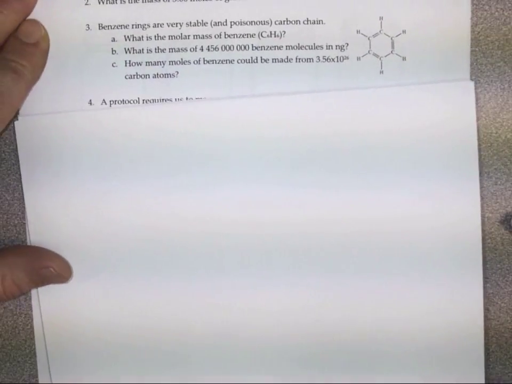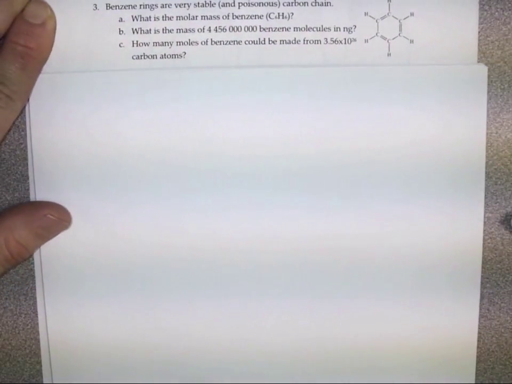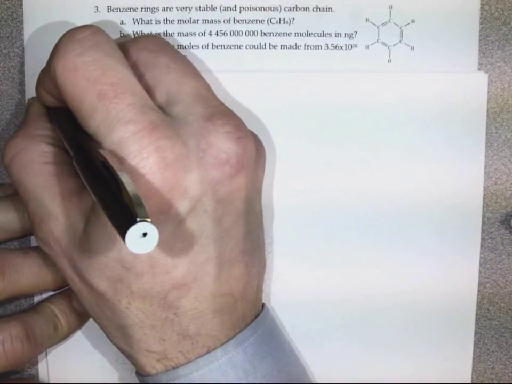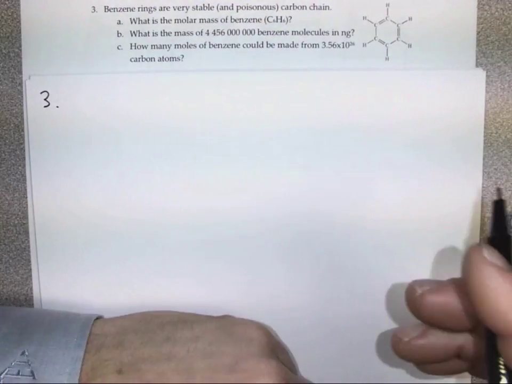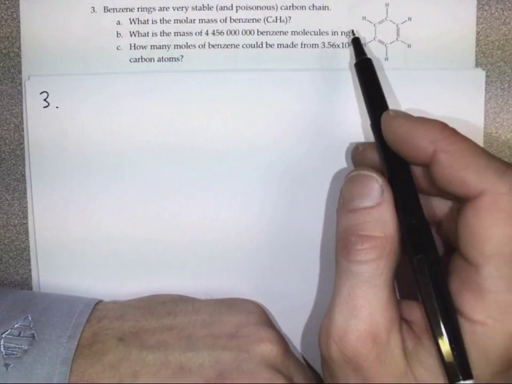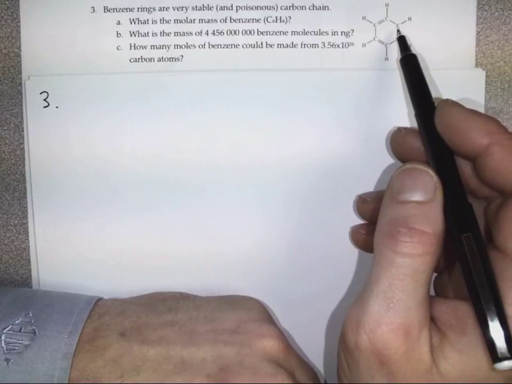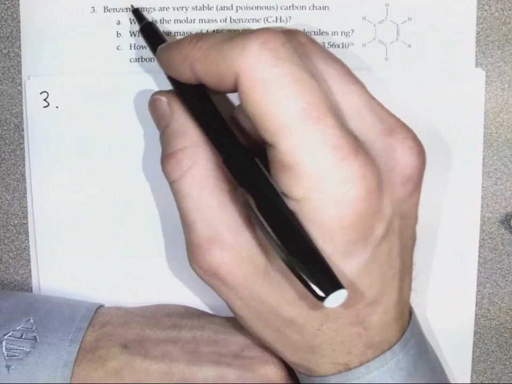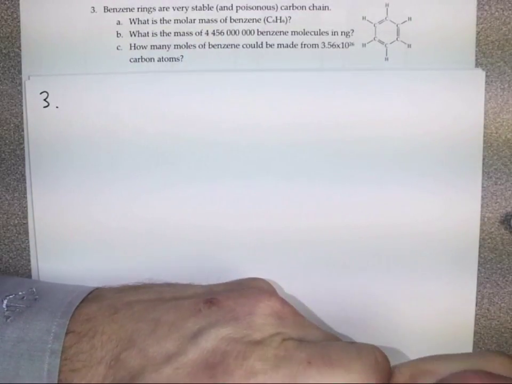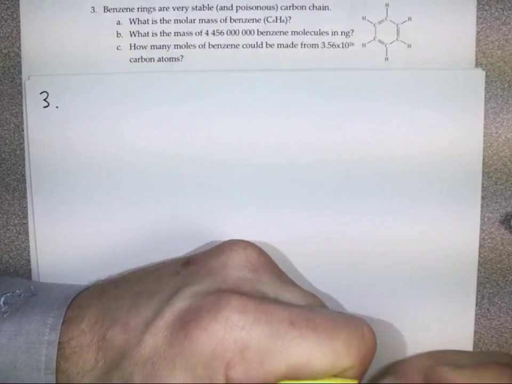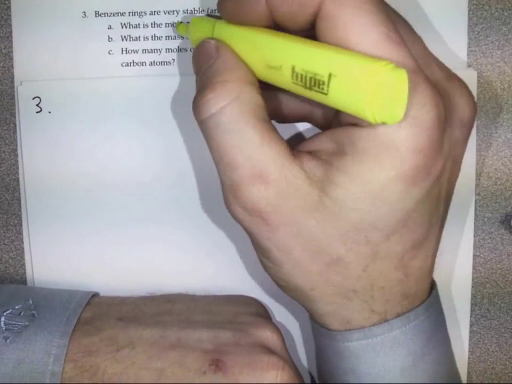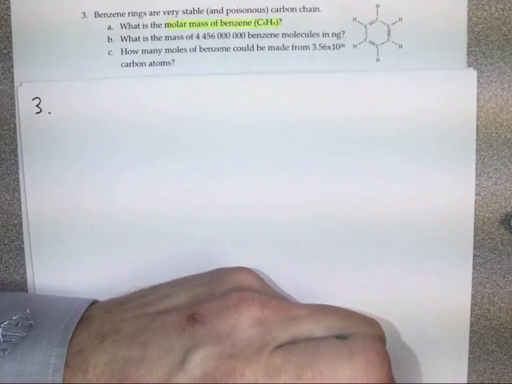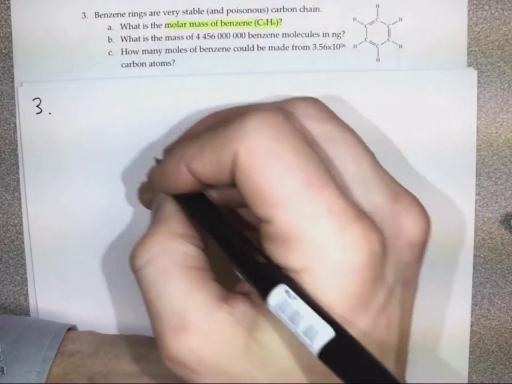So here we have a question about benzene, which is a common poisonous molecule. You can find it in most chemical stores. All right, so what do we know? Well, benzene is poisonous, and it's a carbon ring, actually. So the first thing we want to know is what's the molar mass of benzene? This is kind of similar to the molar mass of glucose, so I'm going to run through part A pretty quickly.